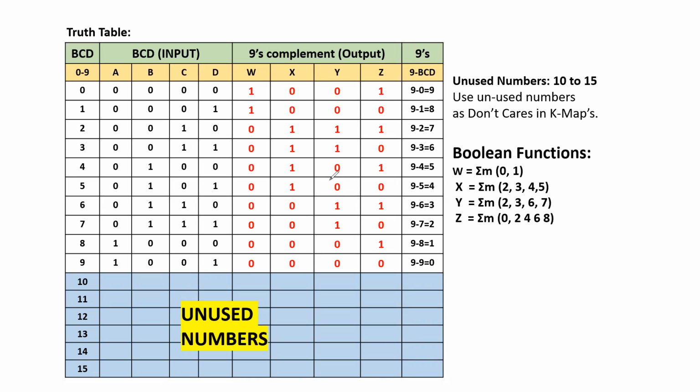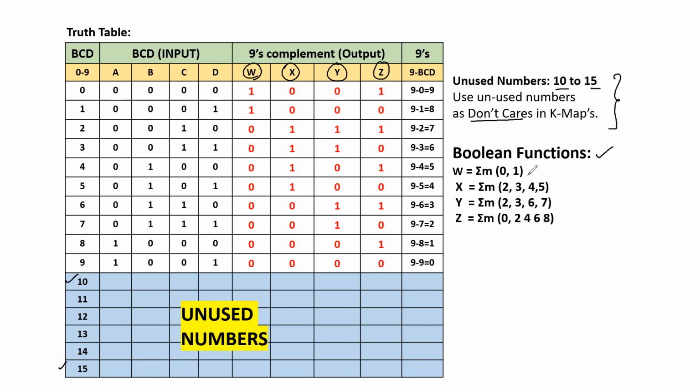Now we should write the Boolean expressions for the output variables from this truth table. Here, 10 to 15 are unused numbers, so in the K-map simplification, I have to consider 10 to 15 as don't cares. Now we should write the Boolean functions for the output variables W, X, Y, and Z.